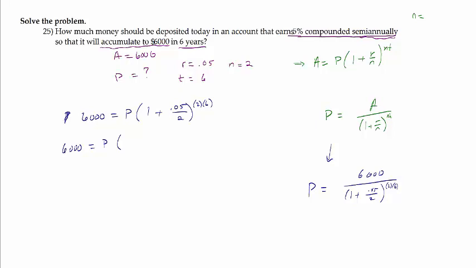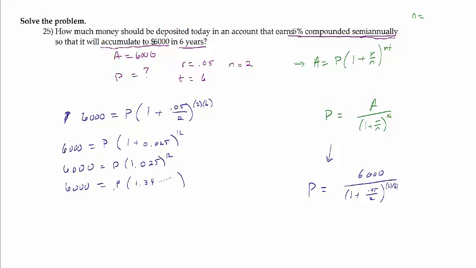So I can take 0.05 divided by 2. And so I'll have 1 plus 0.025, and then to the 12th power. Now I have to raise it to the exponent first. So when I take 1.025 and I raise it to the 12th power, I get 1.34 and a bunch of other stuff. Do not round off. If you round off too early, your answer is going to be off by a little bit, sometimes by a lot. So do not round. Keep all these digits on your calculator.